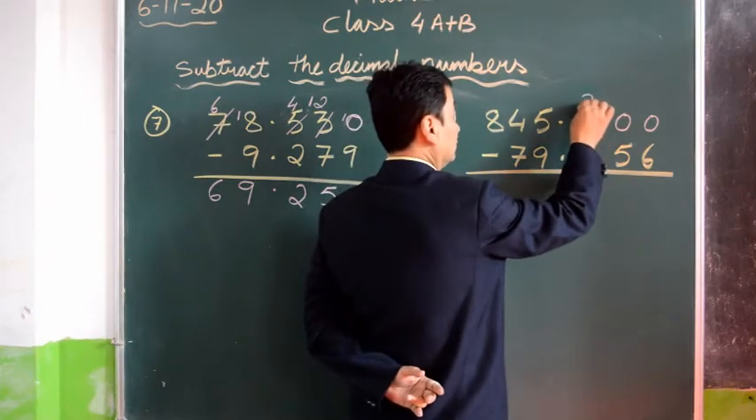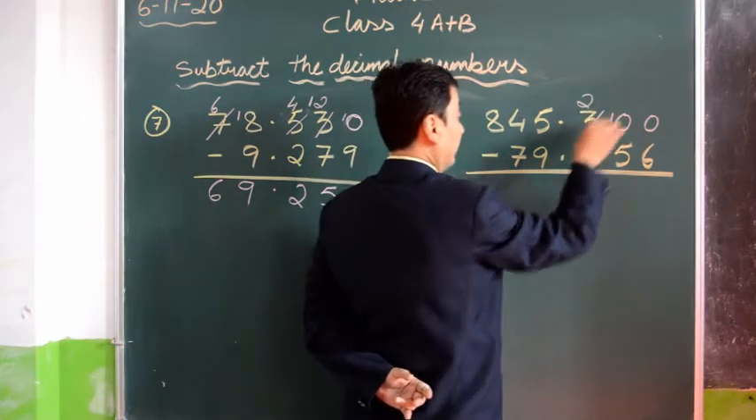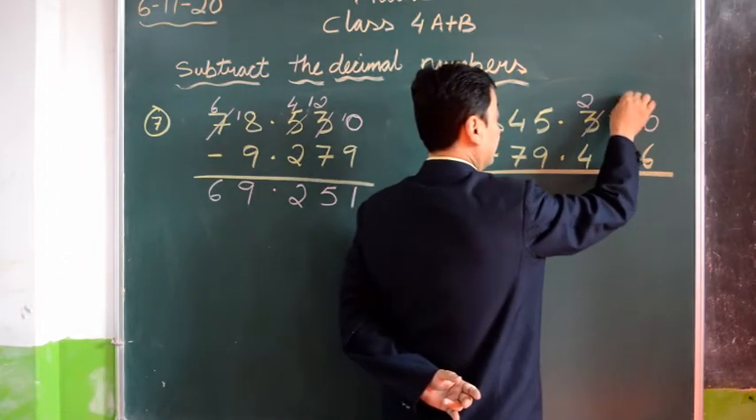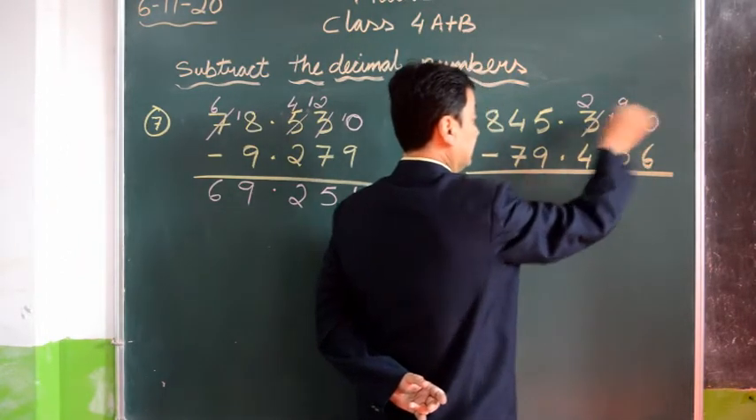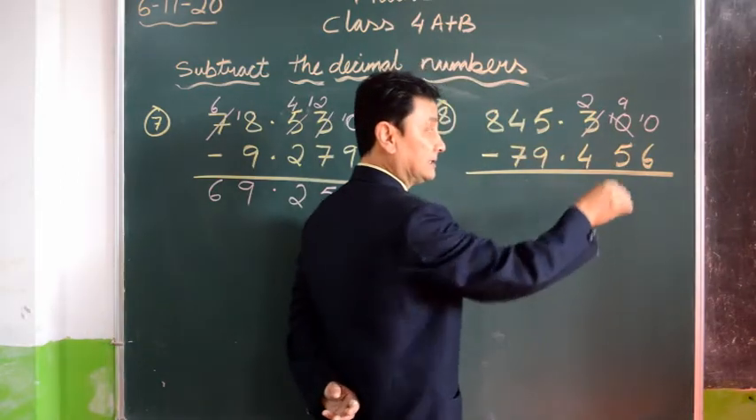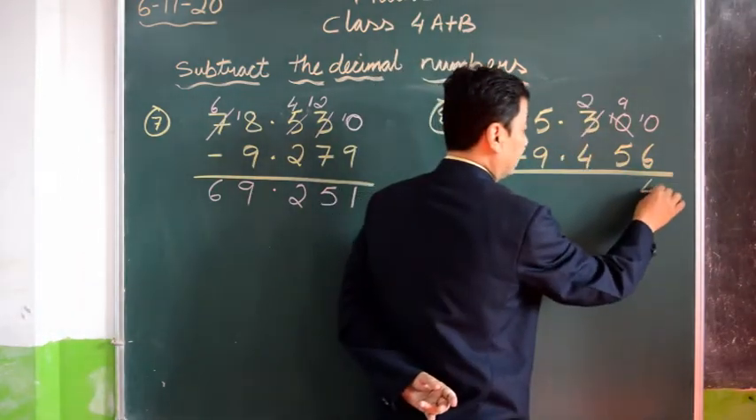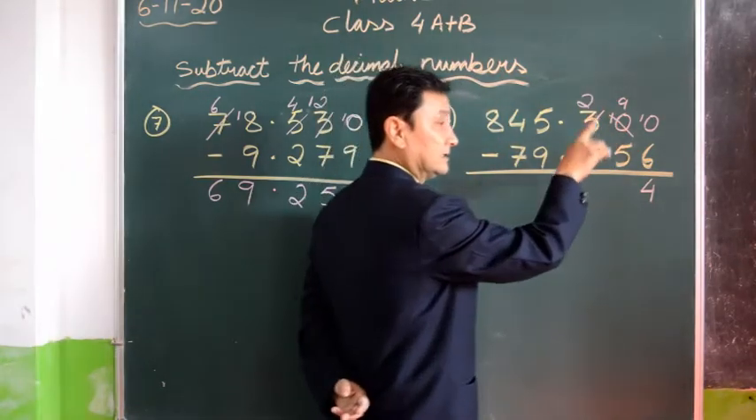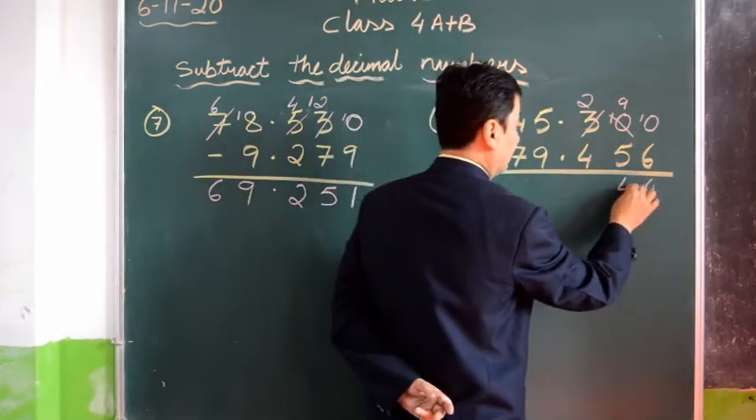3 becomes 2. Borrow here. From here, we borrow there. 9 and 10. 10 minus 6. 6 is here. 7, 8, 9, 10. 4. 9 minus 5. 5 is here. 6, 7, 8, 9. 4.